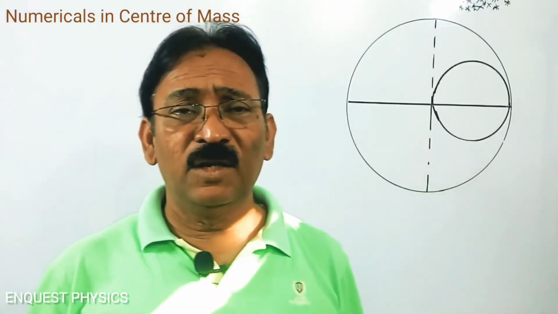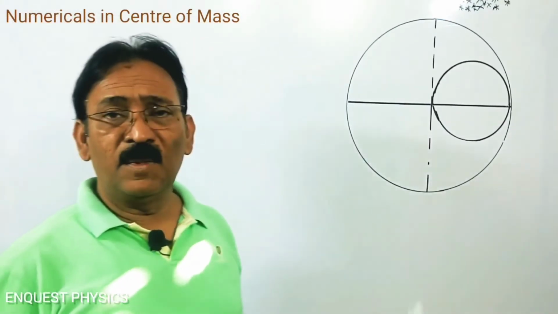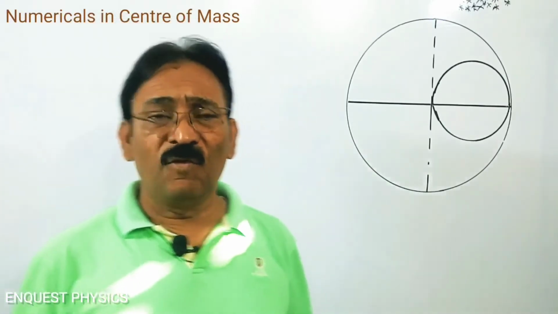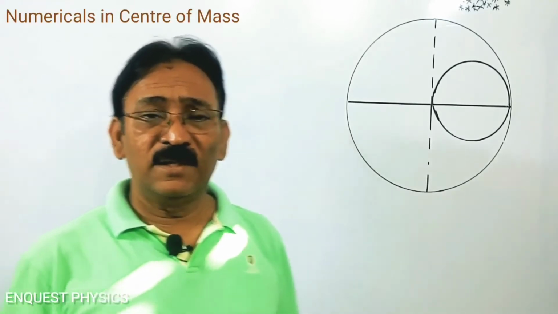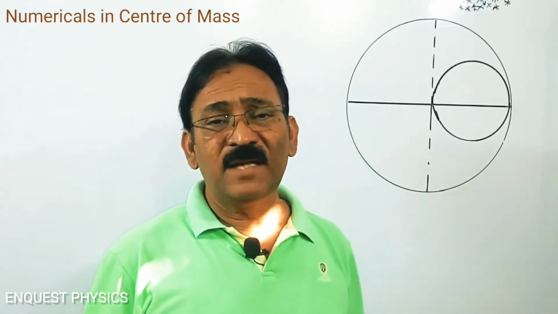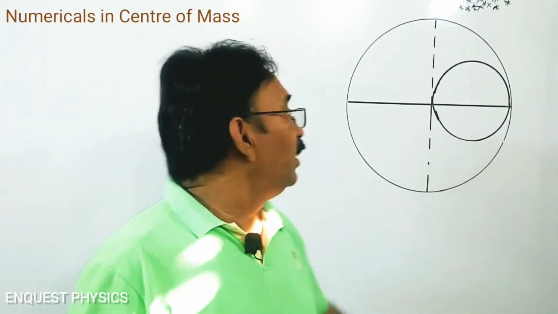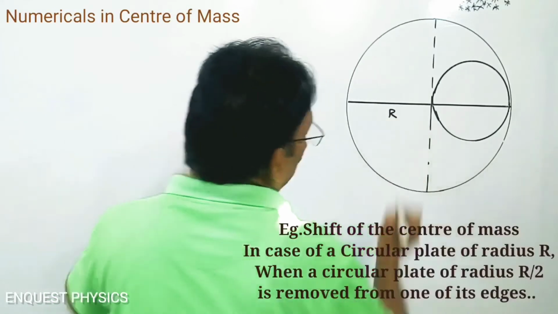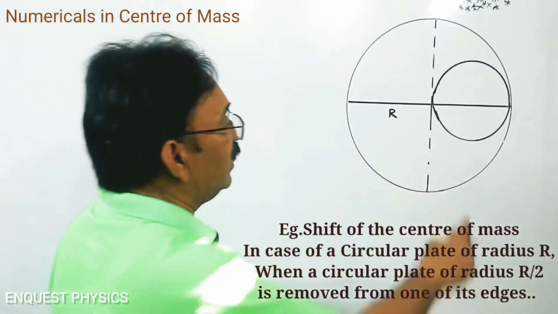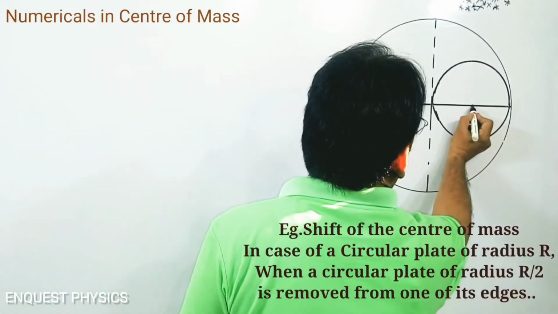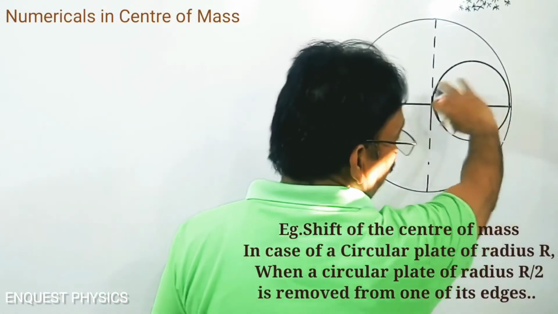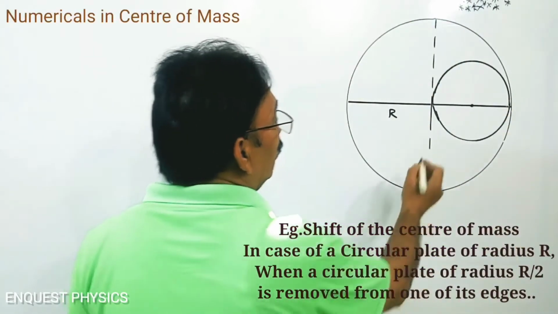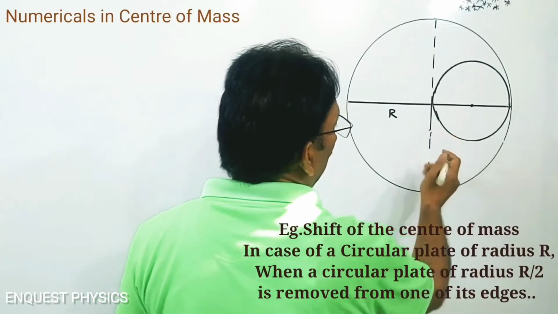If you watch the board carefully, you will find a circle there. I am representing a circular plate which has uniform thickness and is made of the same material, so it has uniform density. Let's say the radius of the circular plate is r. Imagine that we removed this portion from the circular plate. He is asking us, what is the shift of the center of mass?